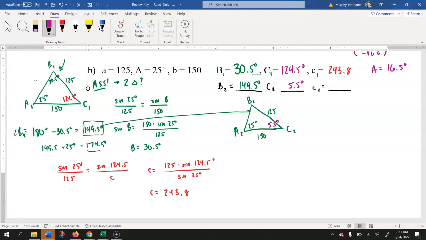All right, so now let's use that information to find side C. Just like before, I'm going to do the sine of 25 degrees over the side across from it, which is 125. And that's proportional to the sine of 5.5 degrees over the side across from it, which is what I'm trying to find. So to find C, we're going to cross multiply. I would take 125 times the sine of 5.5 degrees and divide that by the sine of 25 degrees. When you do that in your calculator, we end up getting 28.2 as your answer.